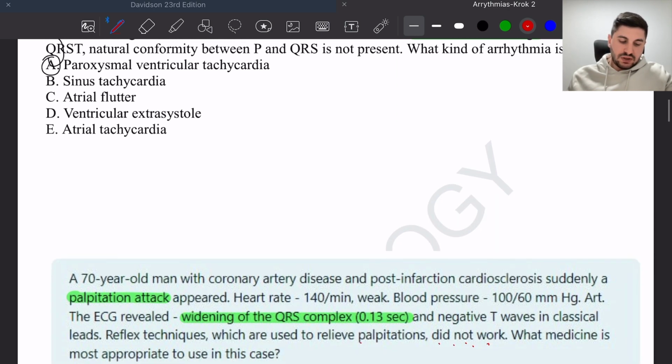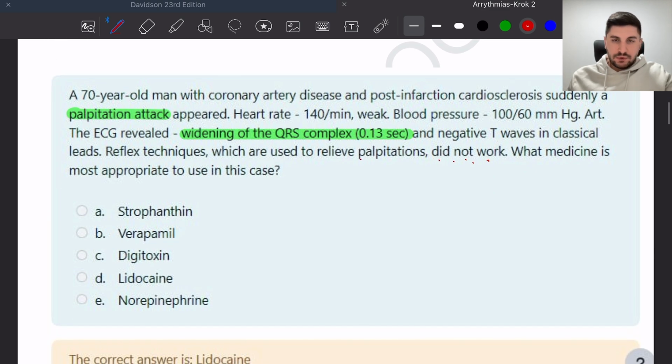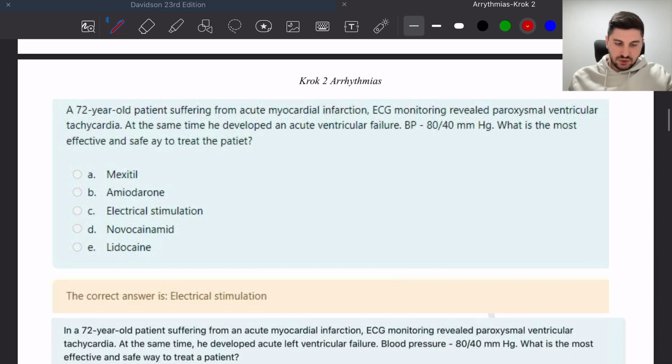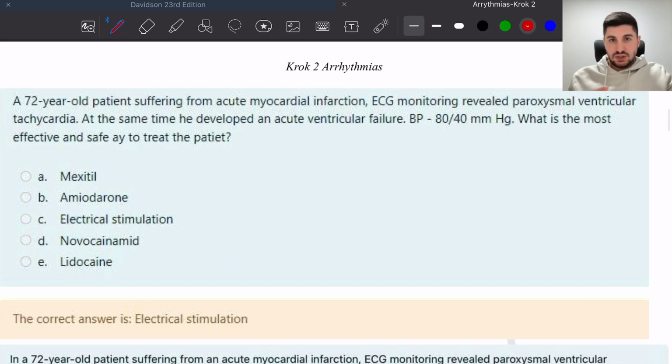So here in this question, they made it easier for you, and they just brought lidocaine, so you choose lidocaine, right? They didn't want you to know if it's a stable or unstable patient, so it's a basic question. You diagnose paroxysmal ventricular tachycardia, you choose lidocaine. But in the next questions, we will see two options, the defibrillation option and lidocaine.